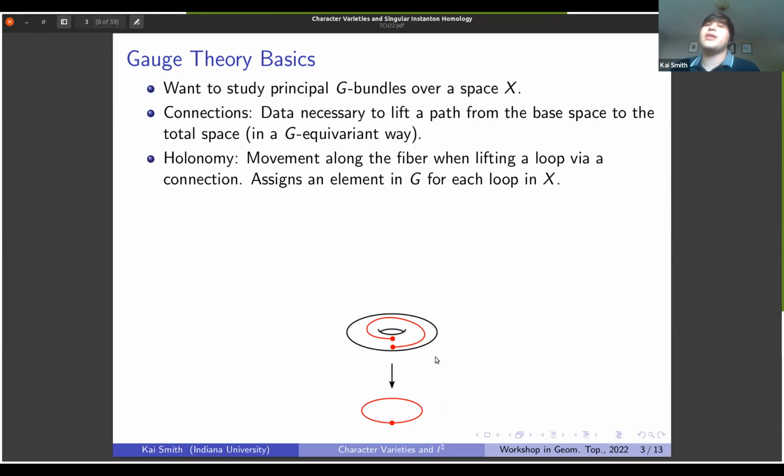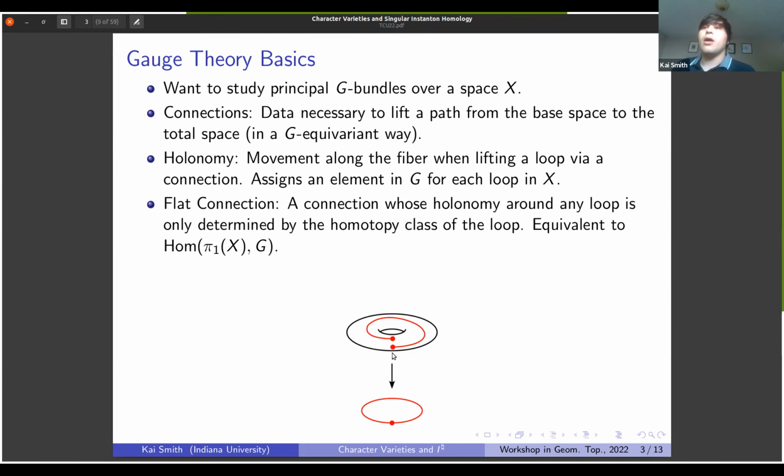And one way to study connections is by looking at their holonomy. So if you do a loop downstairs, that tells you that your path upstairs will start and end on the same fiber, but not necessarily at the same point. And so you can take the difference between the start and the end and get an element in G, which describes how far you've gone along the fiber direction doing this loop downstairs. So each loop downstairs in X gives you an element of G, your Lie group.